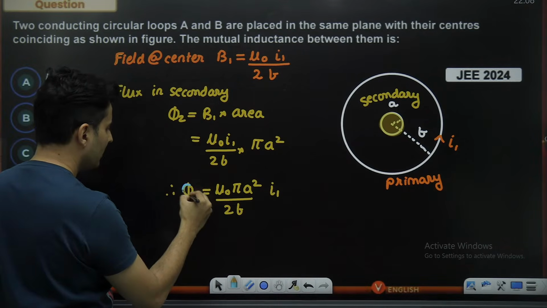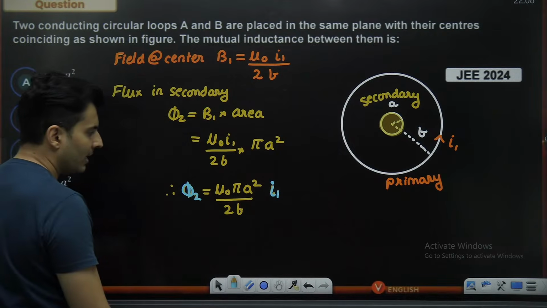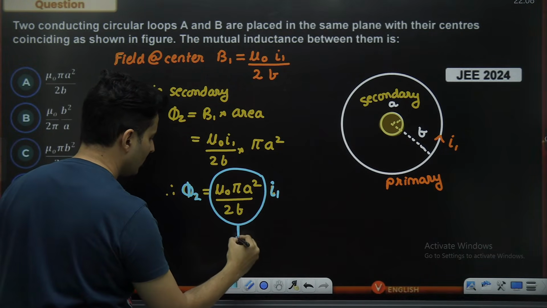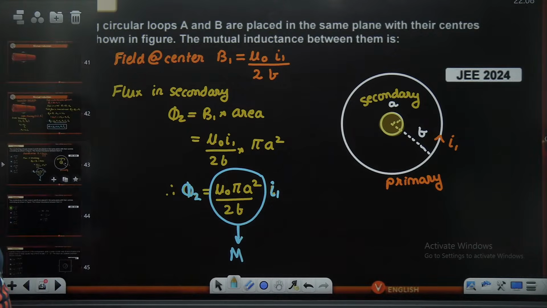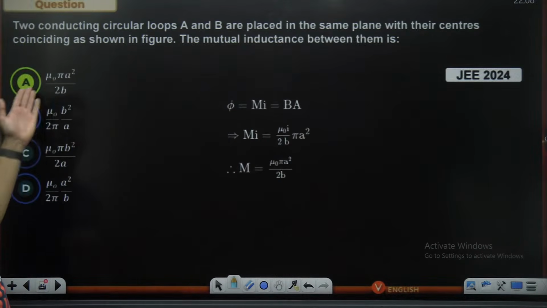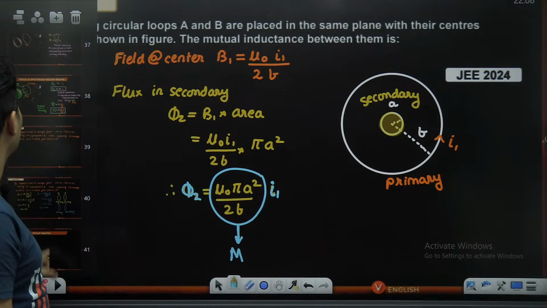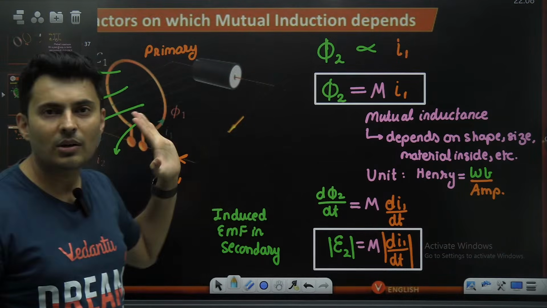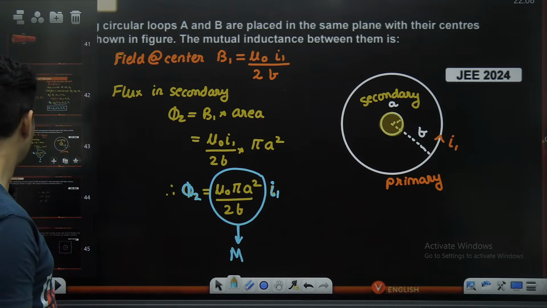Clearly you can see this flux is proportional to the primary current. So whatever is over here, this is only the mutual inductance. Phi is M i, that's it. So that is the answer, mu naught pi A square by 2B. So whenever you see that the flux is proportional to the current, that constant becomes the coefficient of inductance. That's all you have to do to find out how much it is.